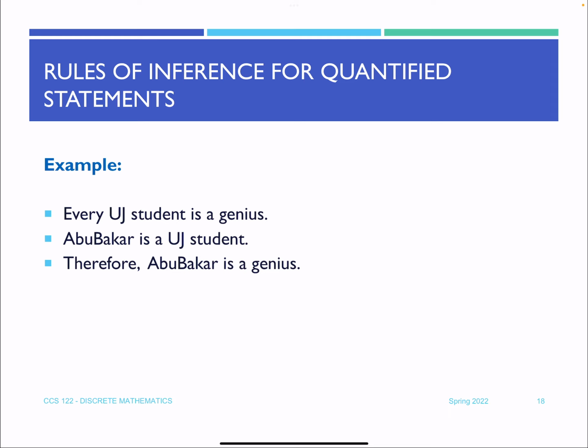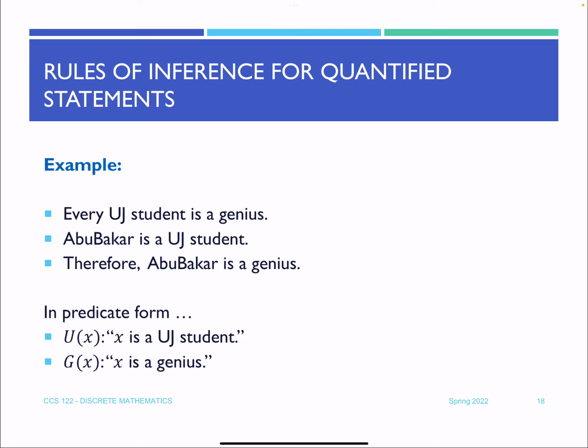And here's an example that uses these rules of inference for quantified statements. We have as an example, every UJ student is a genius. Abu Bakr is a UJ student. Therefore, Abu Bakr is a genius. In predicate form, that would look like this. So we have predicate function U of x, which stands for x is a UJ student. And then we have another predicate G of x, which stands for x is a genius.